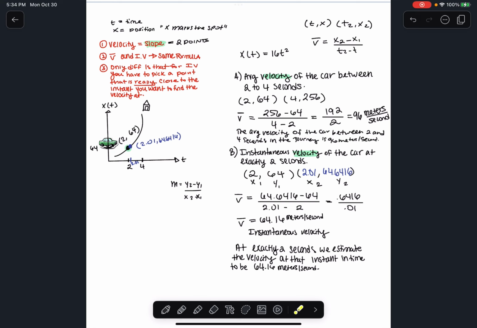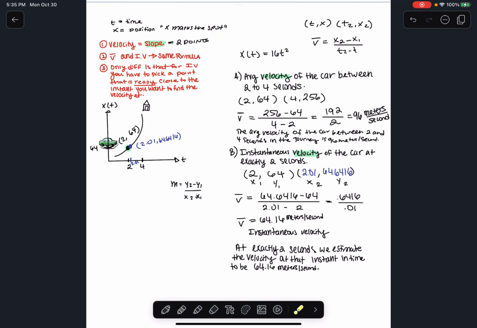And that's the difference between average velocity and instantaneous velocity. For average velocity, they're always going to give you 2 points. You just simply plug that into the formula. For instantaneous velocity, they're only going to give you 1 point, and you have to find the second point that's really close to the first one, so that when you plug it into the formula, number one, you're satisfying the requirement that you need 2 points for the slope formula, so you're kind of getting away with that.